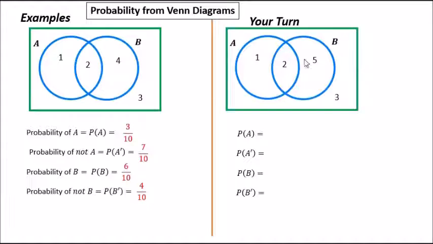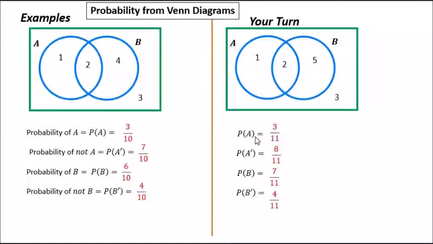Now you've had a chance to have a go. To go through this one, the probability of picking from A, well that's 3 here in A. We have 11 altogether, so that's 3 out of 11. The probability of the complement of A, or the probability of not picking from A, well, that's the 5 here plus the 3 here. That's 8 out of 11 altogether. So 8 out of 11. The probability of picking B would be 7 out of 11, because there's 7 inside the circle of B, and then there's 4 outside the circle of B, so 4 out of 11.